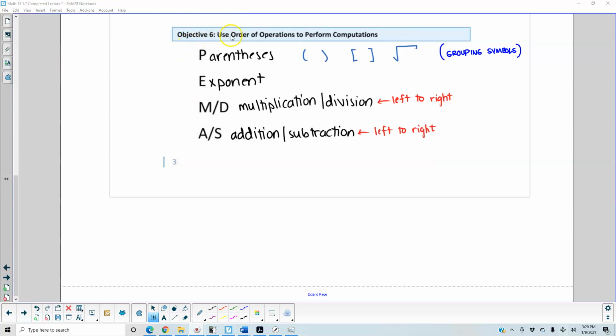Objective 6, use order of operations to perform computations. So the first thing we need to do when we talk about order of operations is grouping symbols. And grouping symbols contain parentheses, brackets, square root symbols, and so on. The next step is evaluating exponents. And then we do multiplication and division in the order from left to right, and then addition and subtraction in the order from left to right.